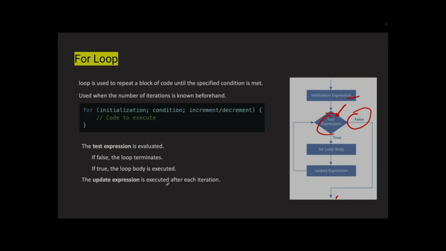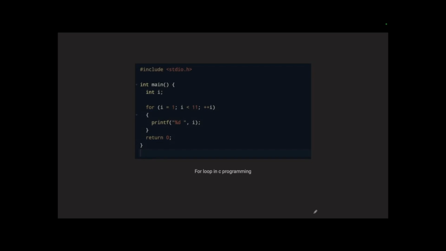The update expression is executed after each iteration. So after each iteration, the expression is updated and again the loop is executed. So steps 1 and 2 repeat until the test expression becomes false. When the condition is false, it will just leave the loop and continue its operation. When false, the loop terminates. So this is how a for loop actually works. Now let's see the example.